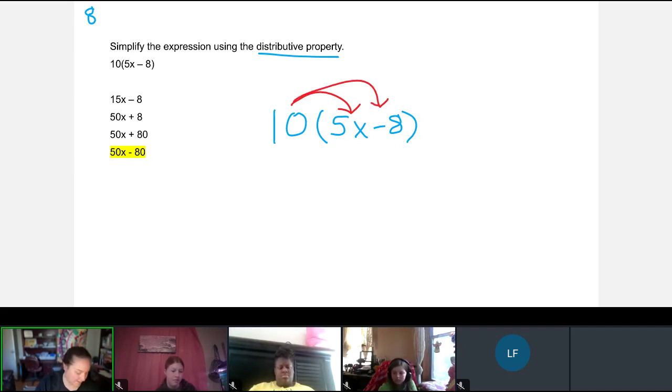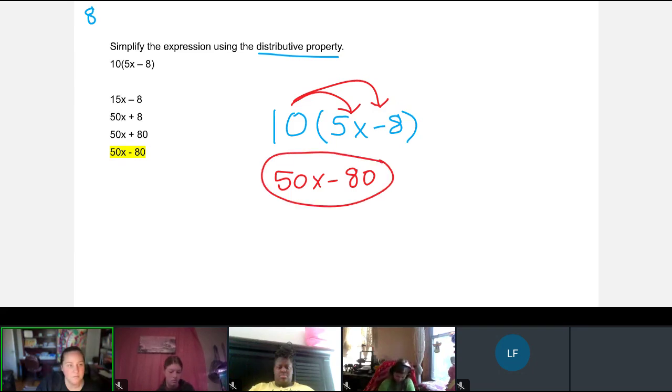So what is 10 times 5x? Somebody tell me. 50x. Yup. And then what is 10 times negative 8? Almost, Bella. You're missing something. There we go, Hayden. Negative 80. So minus 80. That's where your answer comes from, right there.